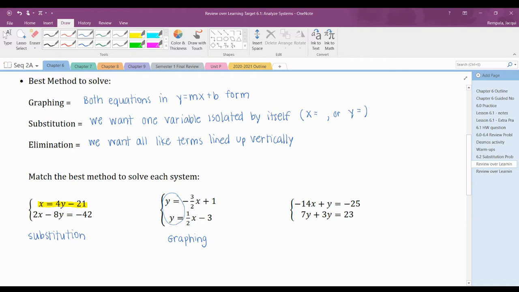If I look at this last example, we have negative 14x plus y equals negative 25. And then in the bottom equation, we have 7y, or sorry, this should be an x. I'm so sorry, I typed that wrong. 7x plus 3y equals 23. So notice that I've got the x's lined up on top of the other, the y's lined up, the equal signs lined up, and then the numbers. So I've got everything lined up vertically. All my like terms are nice and lined up. So that tells us that elimination is the best method here.